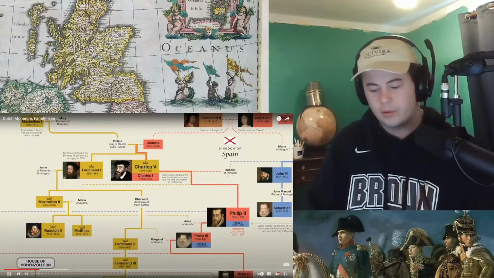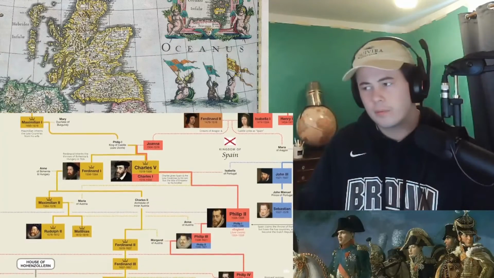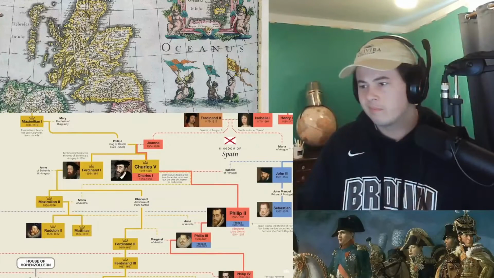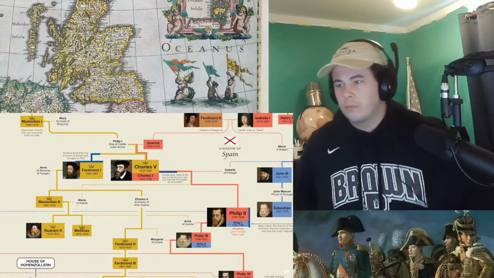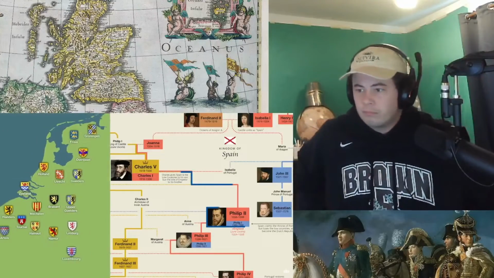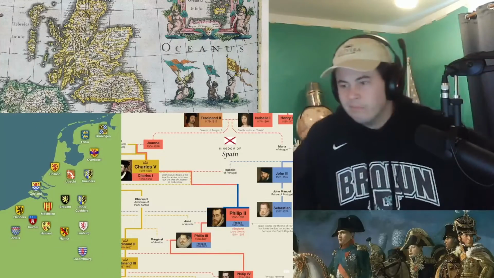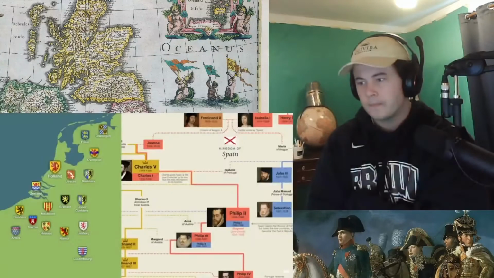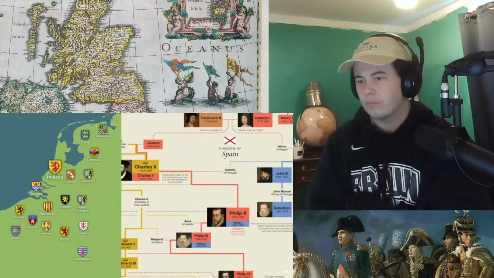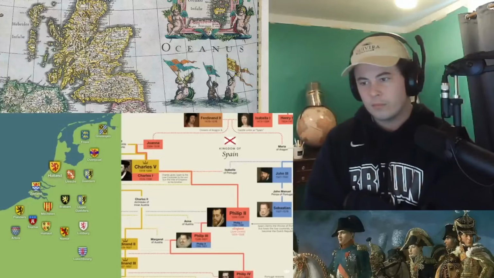He decided to split his lands, giving Austria and the title of Emperor to his brother Ferdinand, and giving the Low Countries and Spain to his son Philip II. By this point, the Low Countries were comprised of 17 provinces, the largest of which was Holland. This is why, to this day, some people still refer to the Netherlands as Holland, even though Holland is actually just one part of the Netherlands.